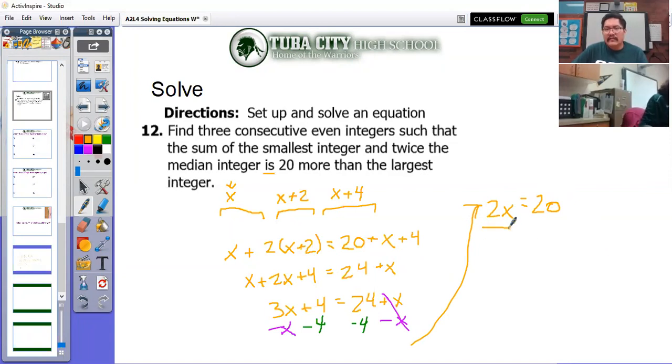But we're still not quite done. Divide both sides by 2, and that will give us the first number, which is 10.